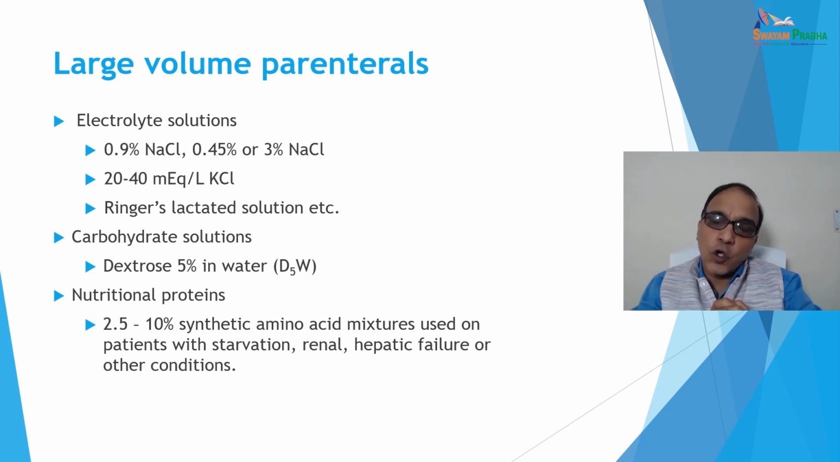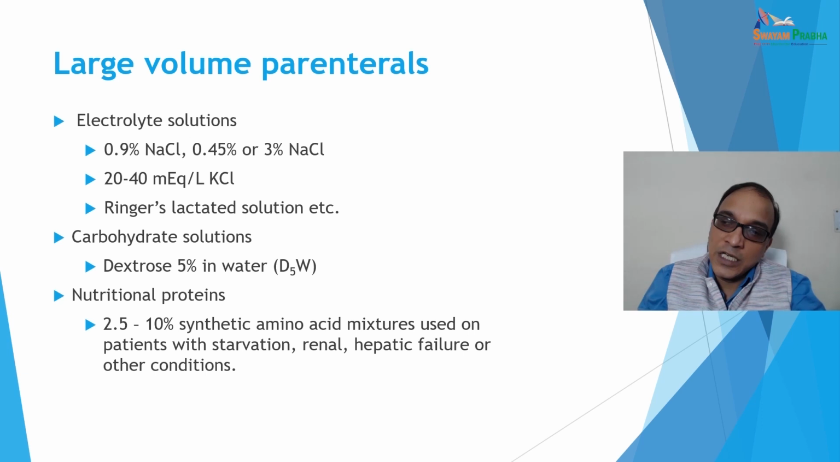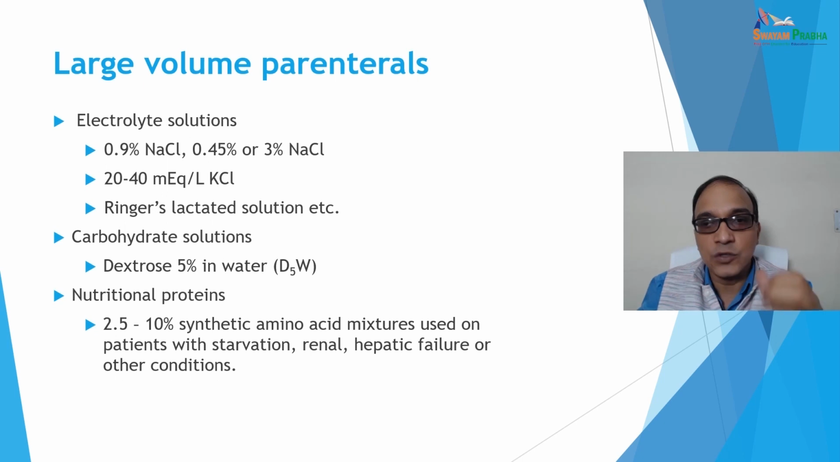Now moving to the large volume parenterals. Large volume parenterals may be electrolyte solutions like 0.9% sodium chloride isotonic solution, 0.45 and 3% sodium chloride solution. They may be 20 to 40 milliequivalent per liter potassium chloride, Ringer's lactate solution, etc. Carbohydrate solution may be dextrose 5% in water. Nutritional proteins may be 2.5 to 10% synthetic amino acid mixture used in patients with starvation, renal, hepatic failure or other conditions. So large volume parenterals, as we discussed, are used for parenteral nutrition, like emulsion we discussed.